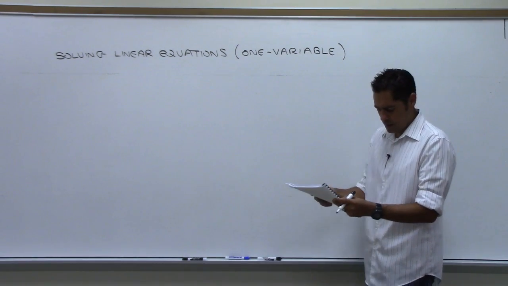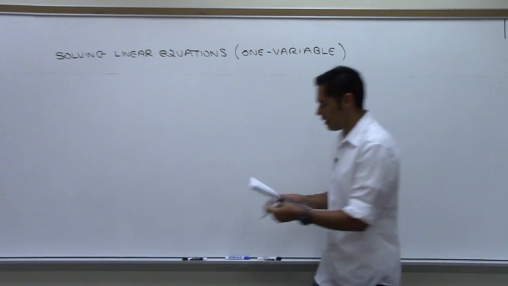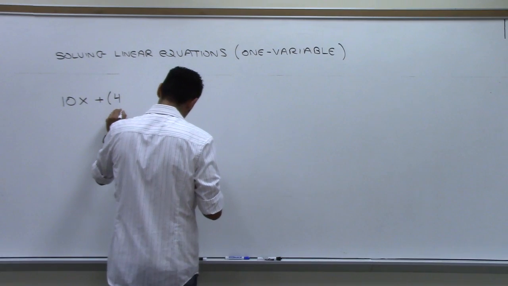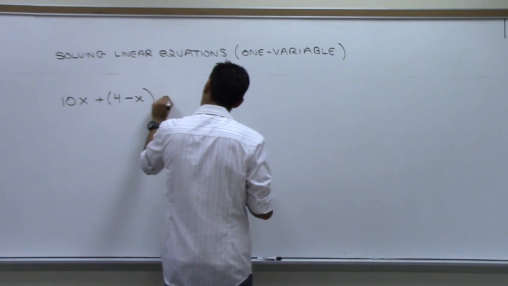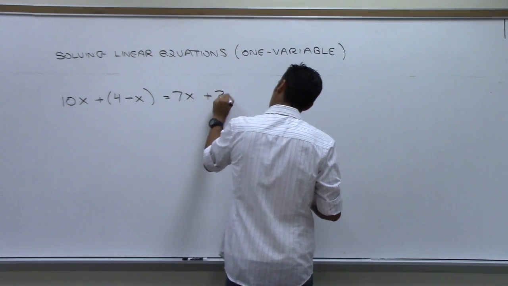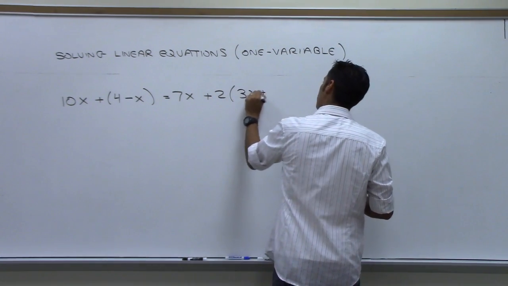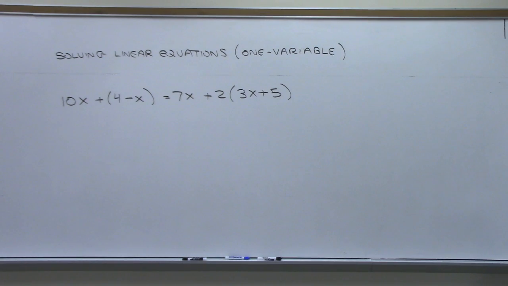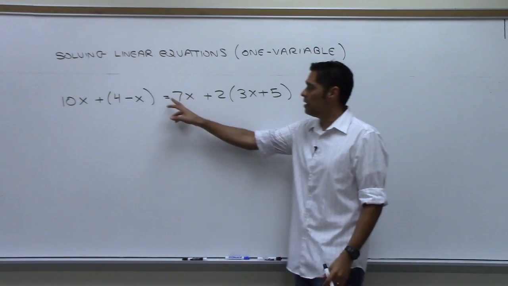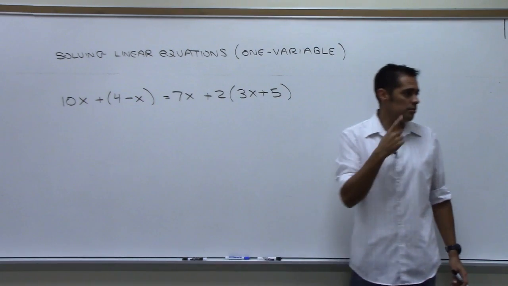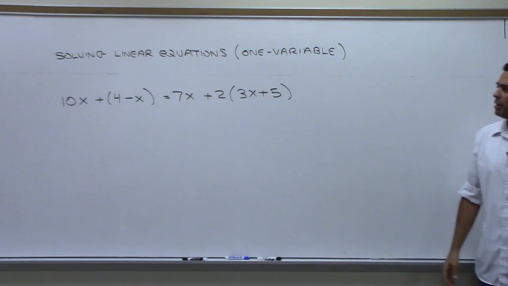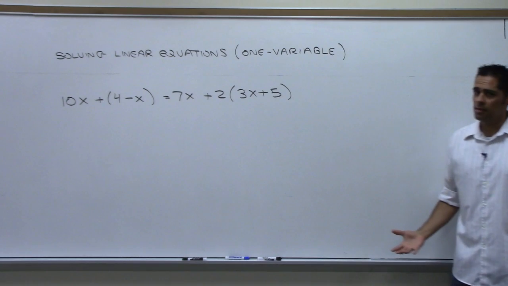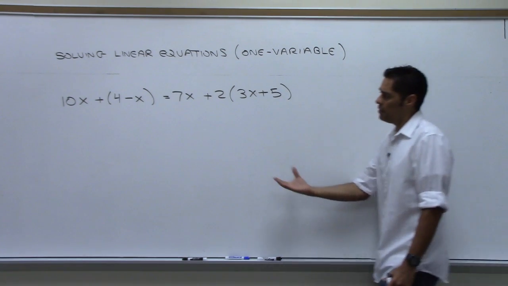Okay, let's try something a little more challenging, I guess. 10x plus 4 minus x in parentheses equals 7x plus 2, and then the quantity 3x plus 5. All right. So again, we're solving a linear equation. We know that because there's an equal sign. We see one variable, and the power that variable is raised to is 1. So it's a linear equation, one variable. We're hoping to get all the x's on one side, but I have to free them from any parentheses if they're trapped, right? So how about this first set of parentheses?